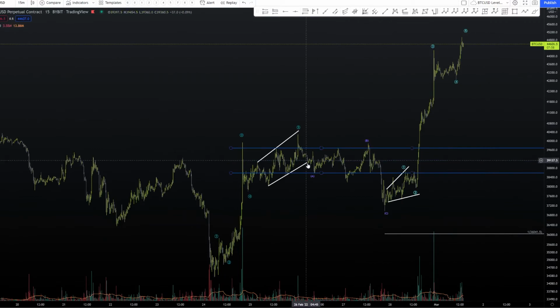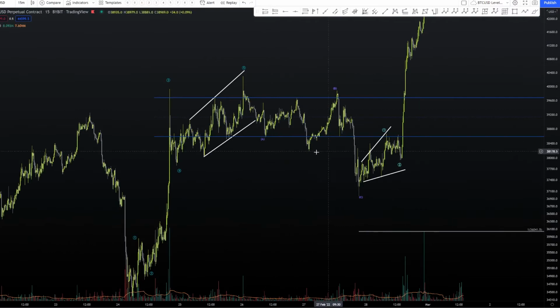Then we came down for a wave A, for a zigzag for an A, B, C. And I was actually looking for a double zigzag where this would be the W wave here.